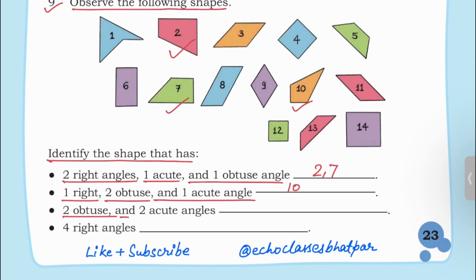2 obtuse and 2 acute angles. The shape 3, 5, 9, 11 and 13 has 2 obtuse and 2 acute angles. 4 right angles. The shape 4, 6, 12 and 14 have 4 right angles.